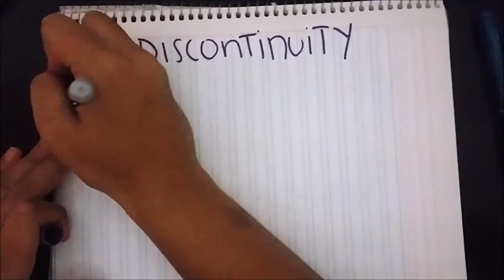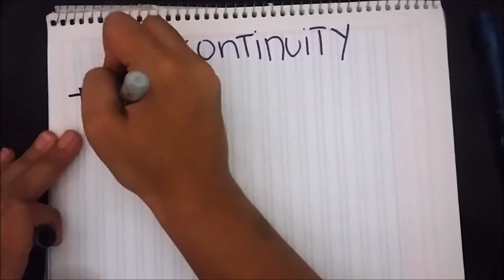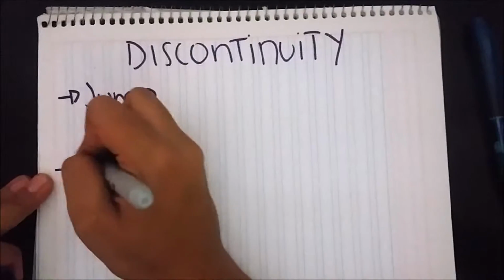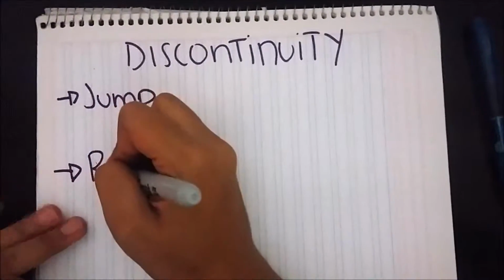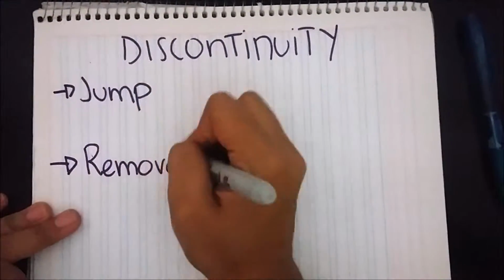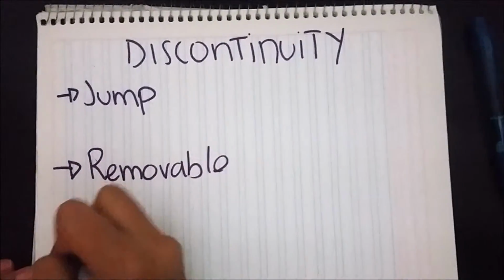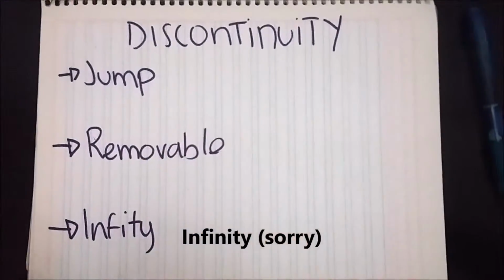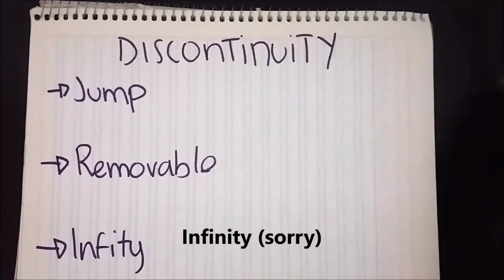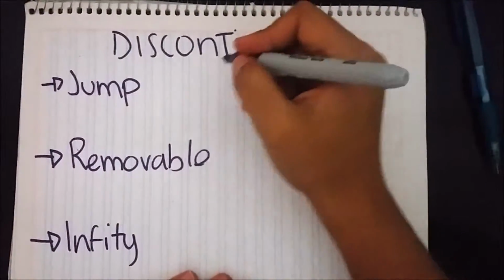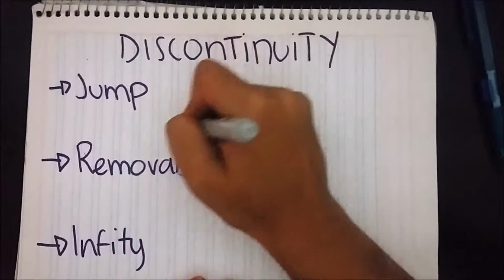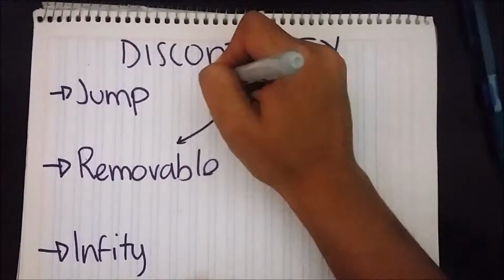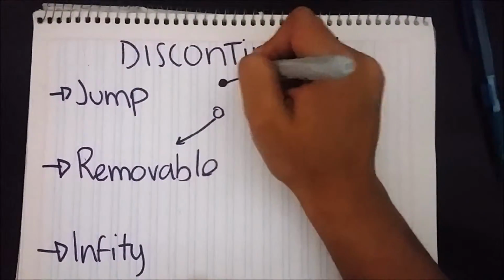First is the jump discontinuity. The second one is the removable discontinuity. And the third one is the infinity discontinuity. The jump discontinuity is when we have a graph that comes from the negative side, and from one point jumps to another point.